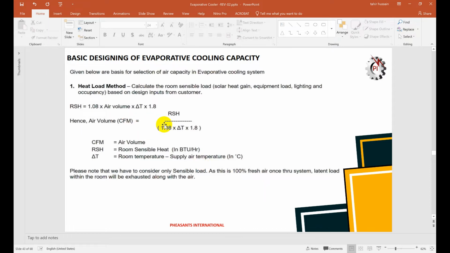So this is the formula which we discussed. One point is just the conversion factor from degree centigrade to Fahrenheit. This is the room sensible heat. We have to calculate the room sensible heat. This is the first method, called the heat load method.